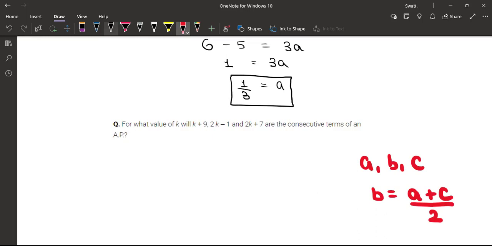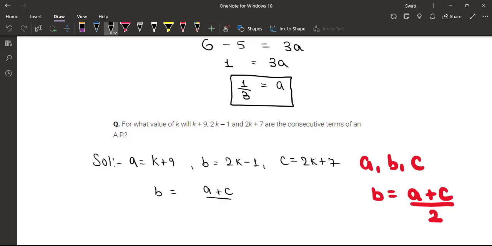consecutive terms AP में है तो. Alright, so using this formula मान्या यहाँ पे हमारे पास वो 3 टर्म्स है k plus 9, मतलब आप बोल सकते हो कि a जो है वो आपका है k plus 9, b जो है वो है 2k minus 1 और c है 2k plus 7. ठीक है. According to this formula, जो मिडिल टर्म है, of course b is equal to a plus c by 2 है फॉर्मूला में, राइट? तो यहाँ पे b क्या है? 2k minus 1 is equal to a क्या है? k plus 9, c क्या है? 2k plus 7 and then divided by 2.